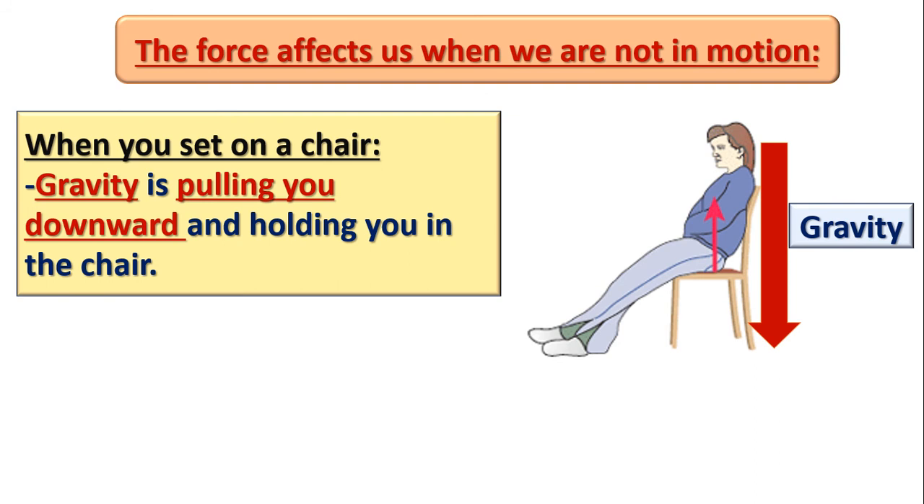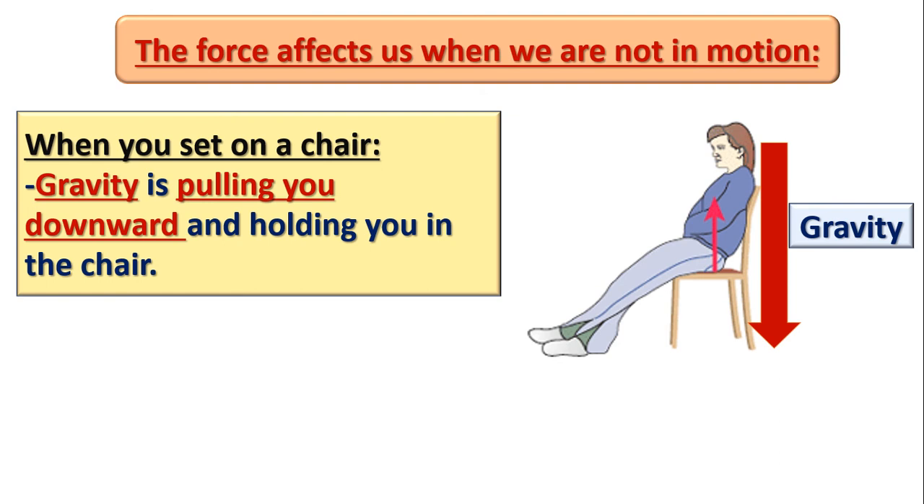Number one, the gravity. Excellent! The gravity, by pulling anything on the ground, the gravity affects it. The gravity is the force which pulls anything down to the center of the earth. So the gravity will affect you. This is number one. Number two, the chair will push you up. So the gravity pulls you down and the chair pushes you up.